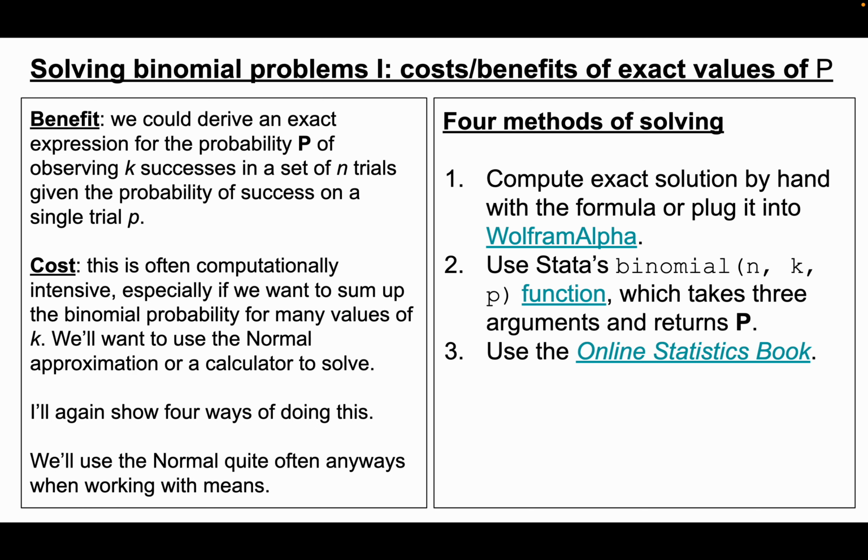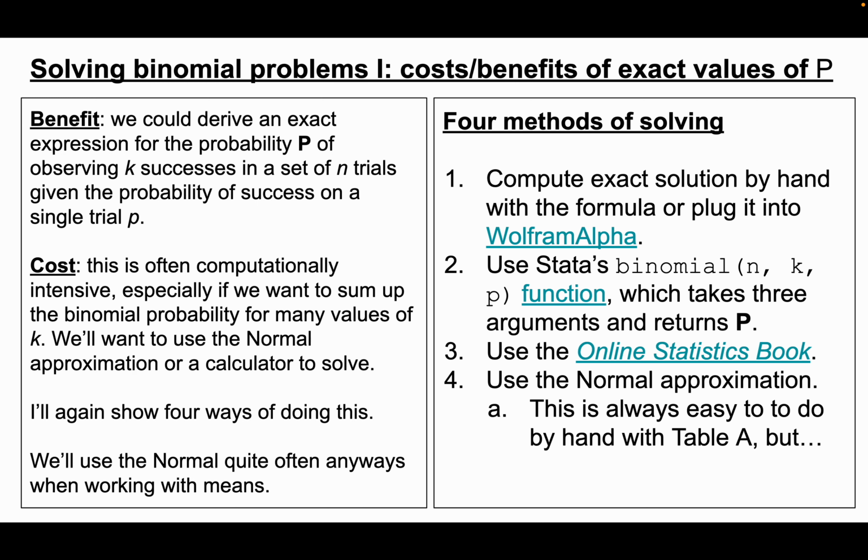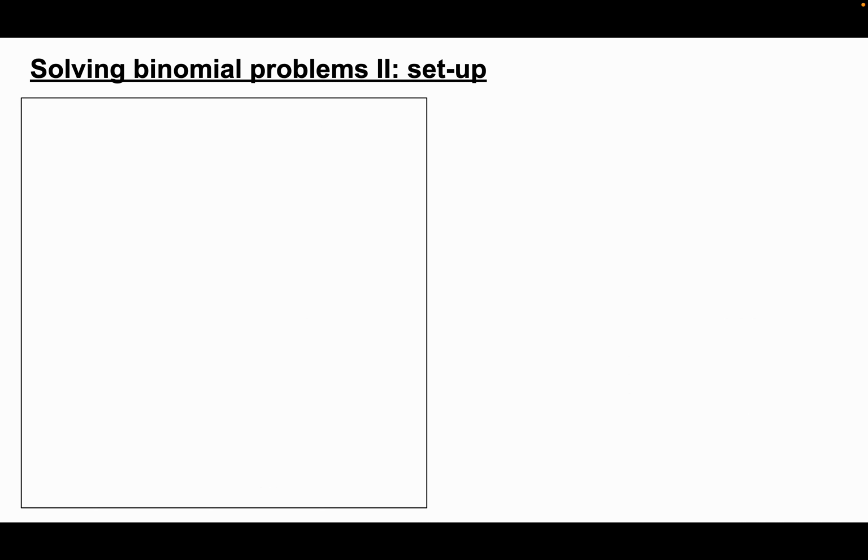More on that later. You could use the online statistics book, or you could use the normal approximation, and we'll go through an example of each of these in just a moment. When you use the normal approximation, you can do this by hand with table A, which is a good thing to know, but you can also use Stata or the online stat book as well.